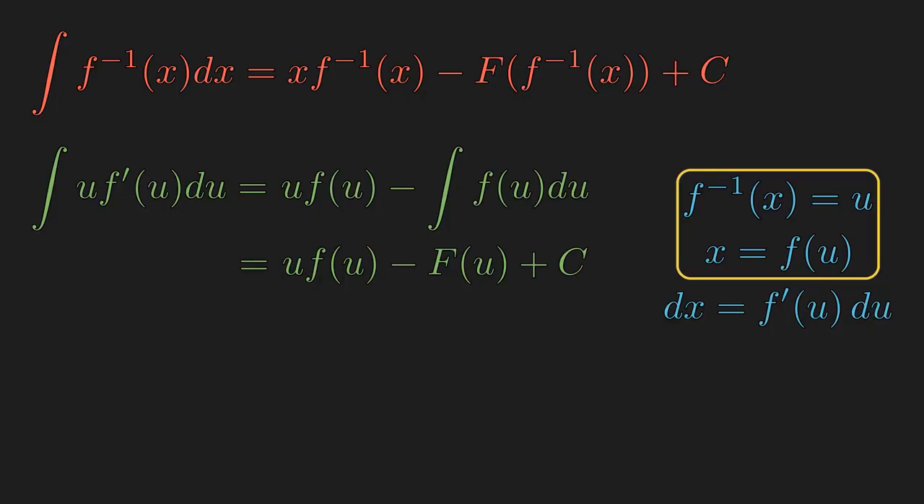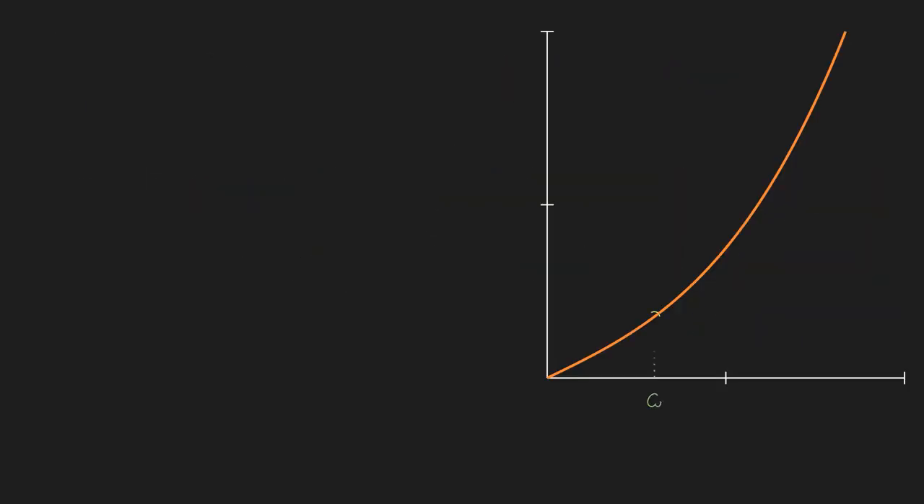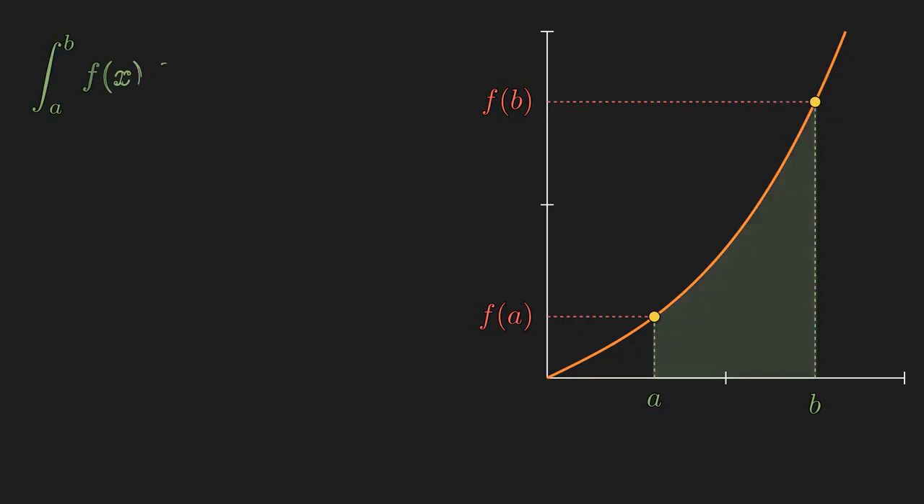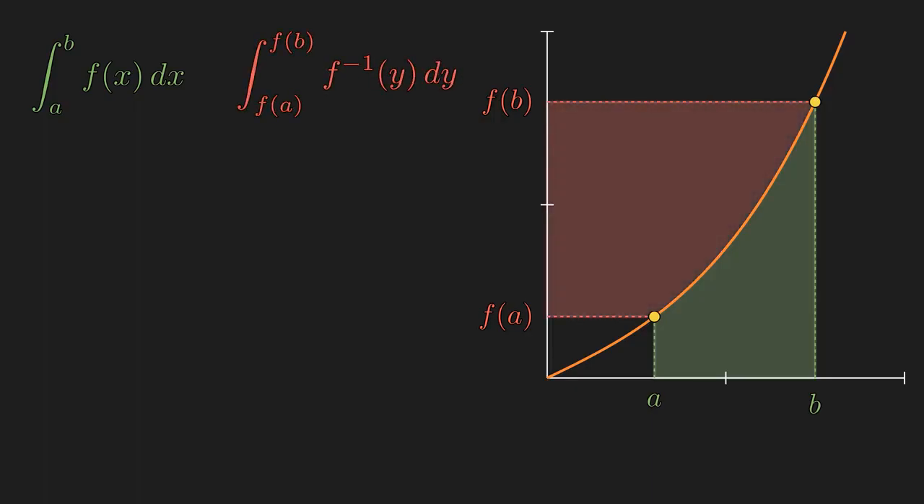We went through a lot of symbol crunching, but what does it actually mean geometrically? Choose any 2 points a and b in the domain, then we can get f of a and f of b. Then, the integral of f from a to b is the green area, and the integral of f inverse from f of a to f of b is the red area. Now, once we add these two areas together, the region is a big rectangle minus the little rectangle. So the area is equal to f of b times b minus f of a times a.